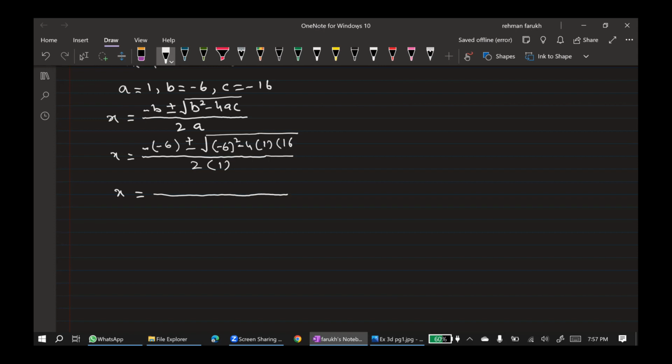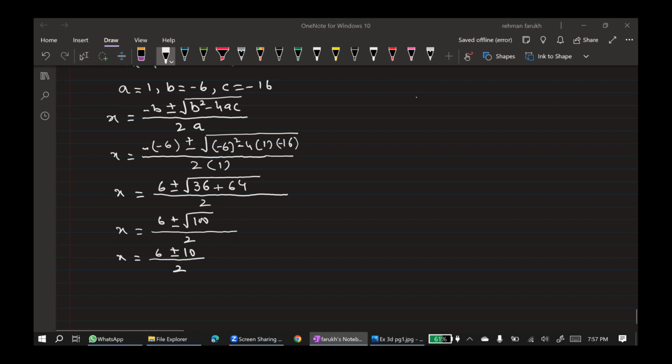X is equal to minus minus, plus 6 plus minus under the root 36. This one is -16, so 36 plus 64 over 2. X is equal to 6 plus minus root 100 over 2. X is equal to 6 plus minus 10 over 2. X is equal to 6 plus 10 over 2, and x is equal to 6 minus 10 over 2.